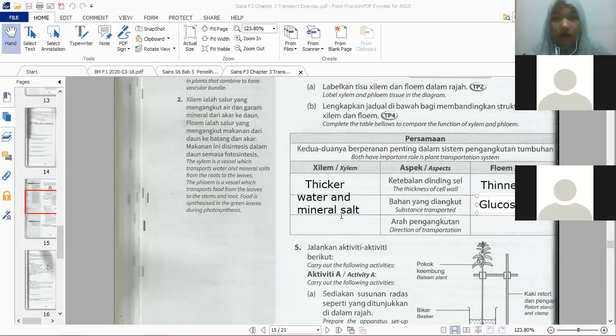Teacher bagi tahu. Okay, right, so this one is direction of transportation. Okay, so direction. Tadi teacher kata this one is against gravity. Oh, sorry, direction of transportation. So from where we got the water and mineral? It is from the roots. Okay, from the roots. Okay, so then dia akan transport to the other parts of the plant. Okay, this one is roots to other parts of plant.